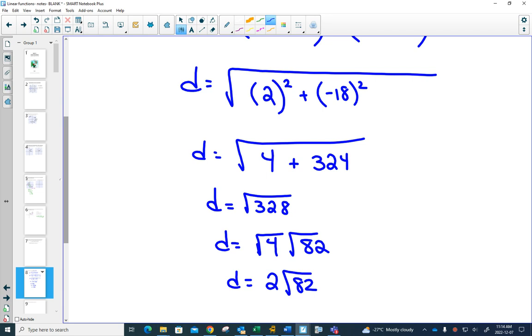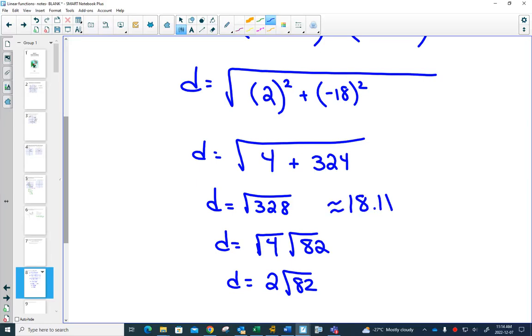And 82 is 2 times 41. It doesn't have any nice square roots that can divide it any further. So this would be done, or you could write it as a decimal. Do we have to put it in this format?